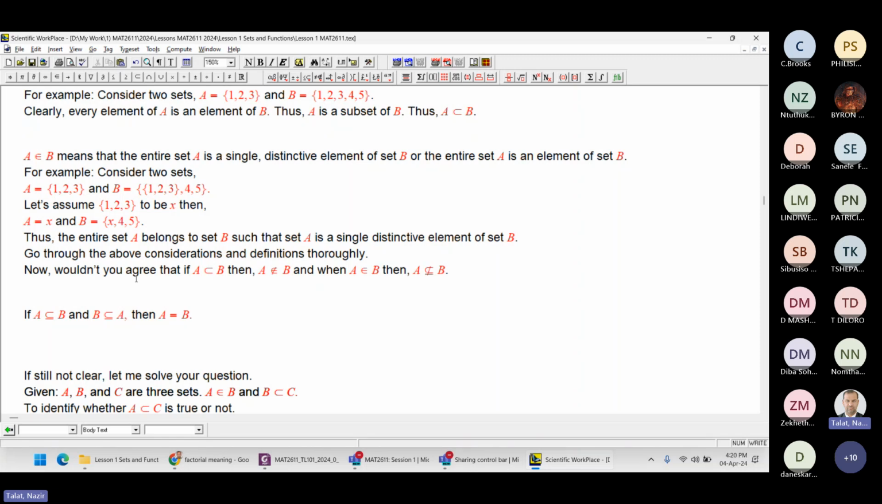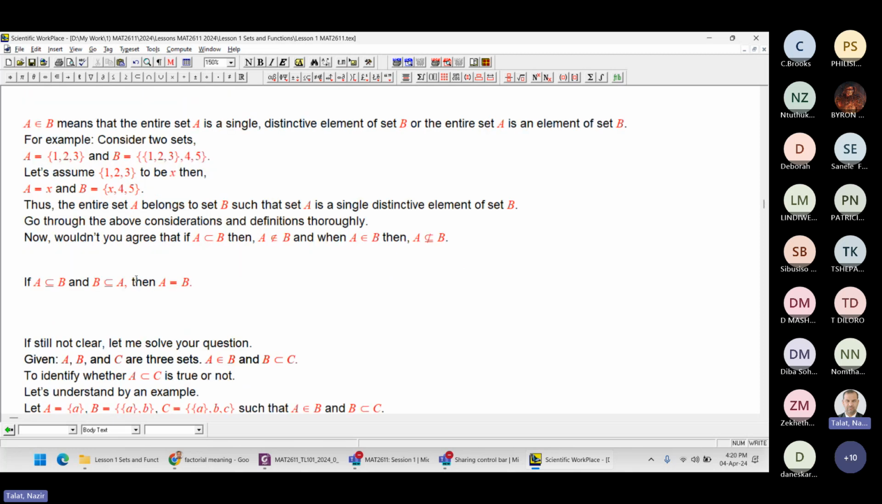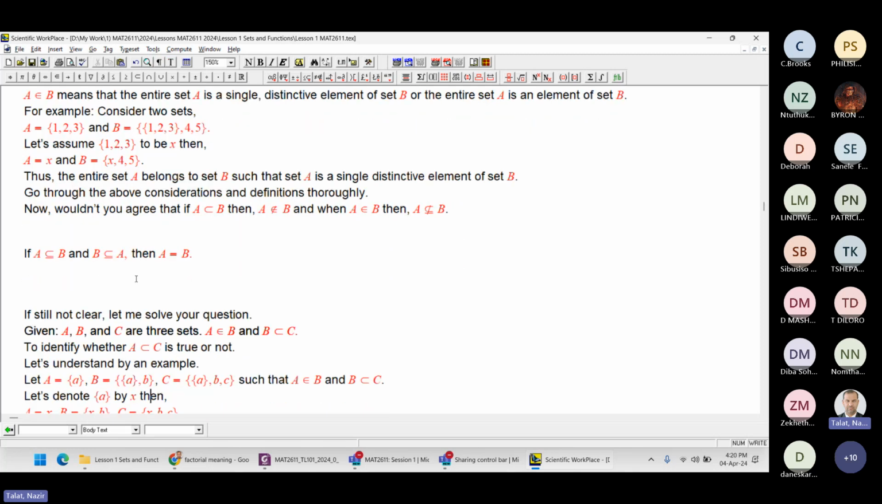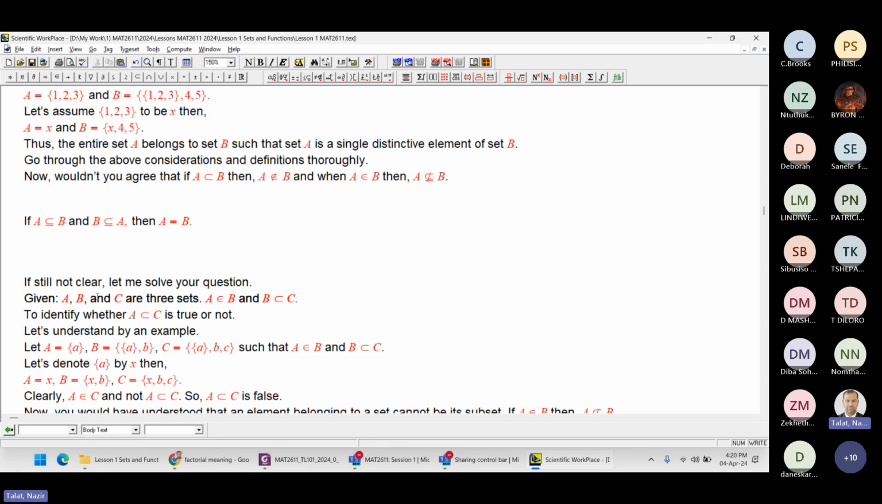And there are also several properties of a set. Like if A is a subset of B, and B is a subset of C, then A is also a subset of C. The transitive property also holds. If it's still not clear, one can make several other examples. Like if we have three sets A, B, C, and A belongs to B and B is a subset of C, to identify whether A is a proper subset of C is true or not.